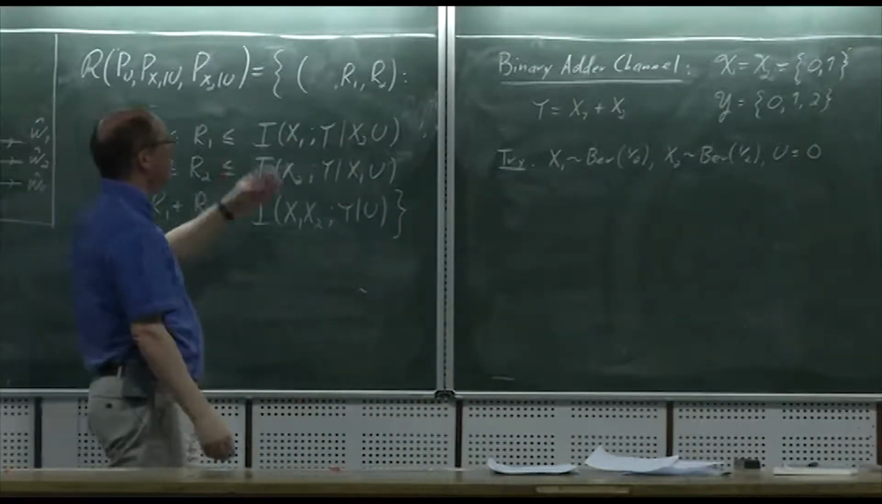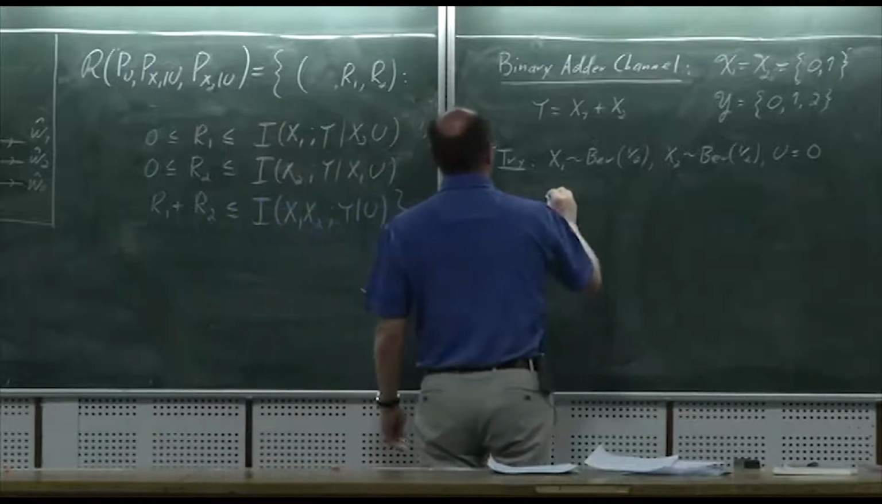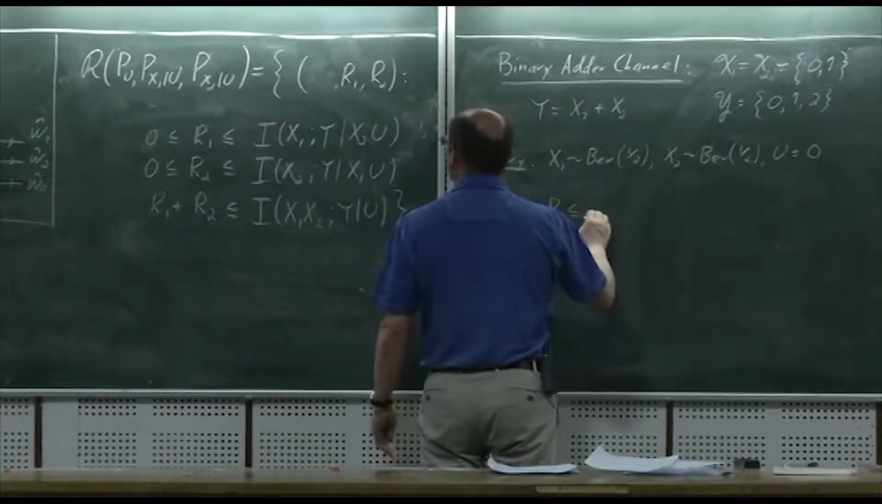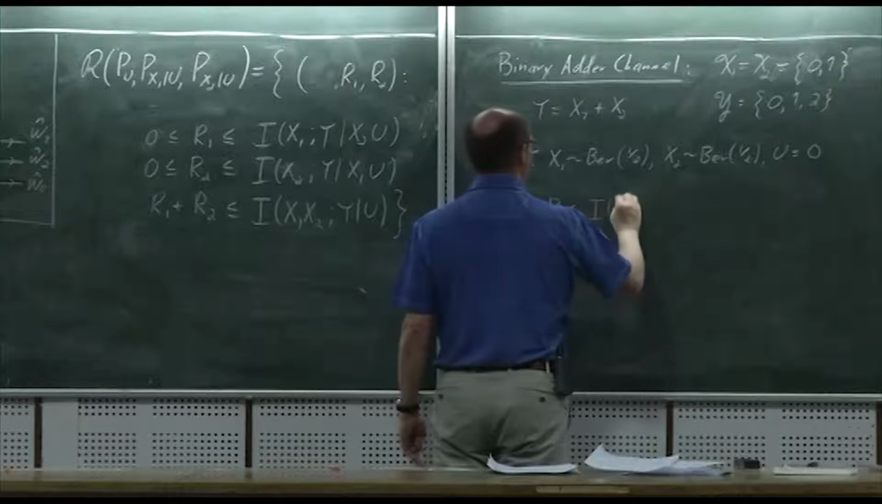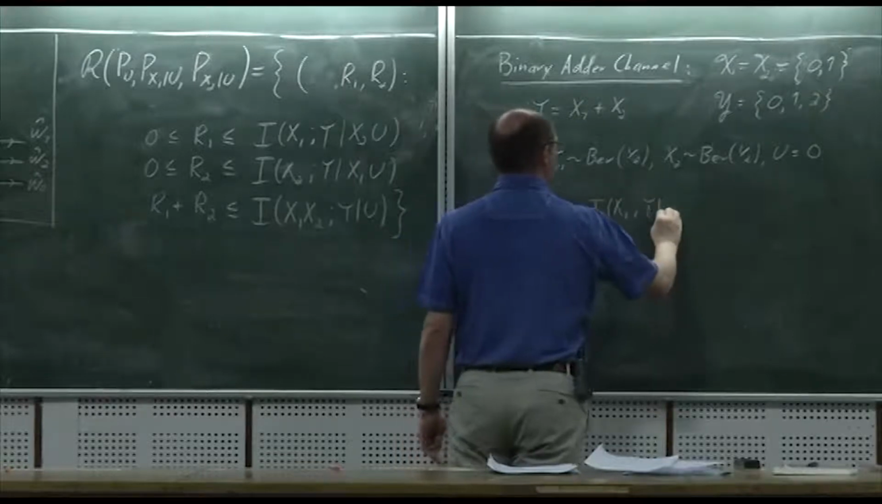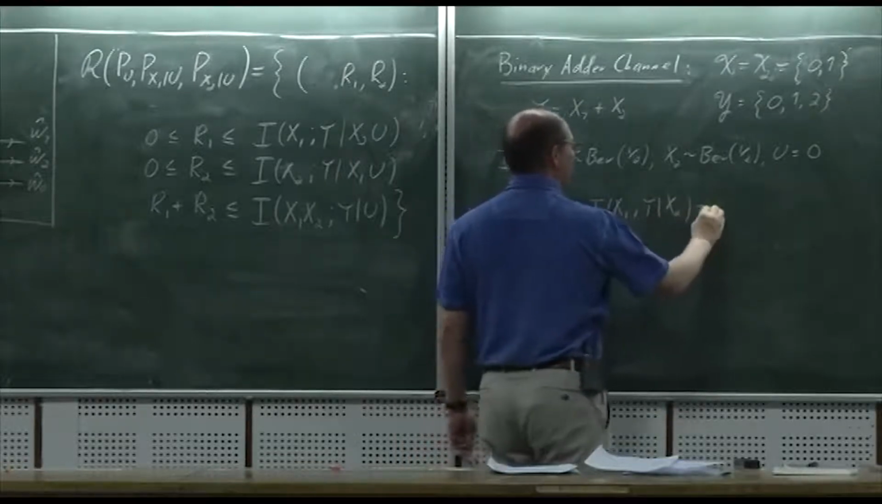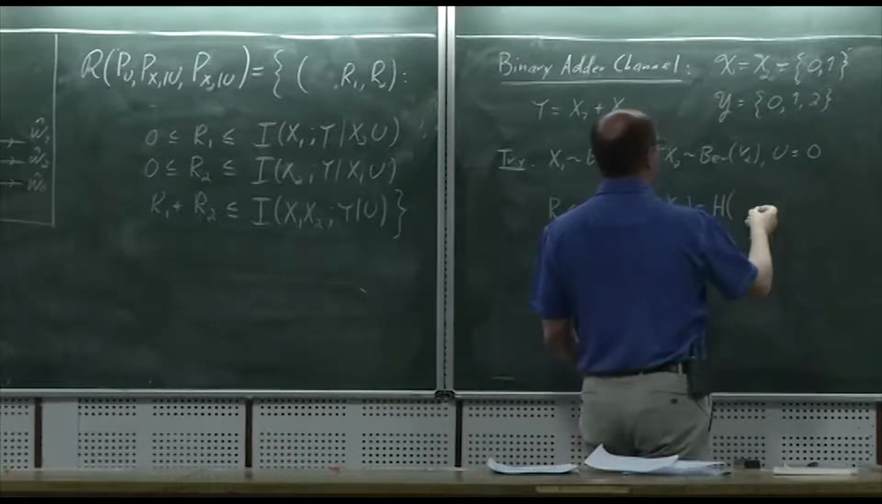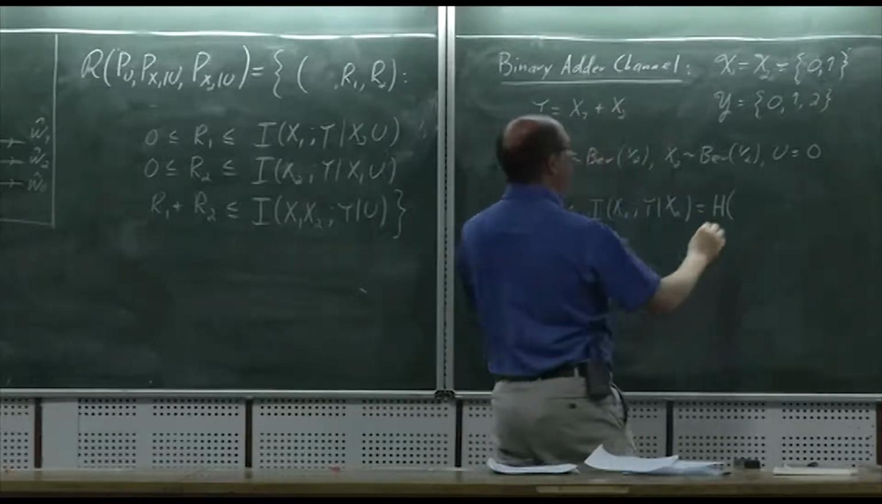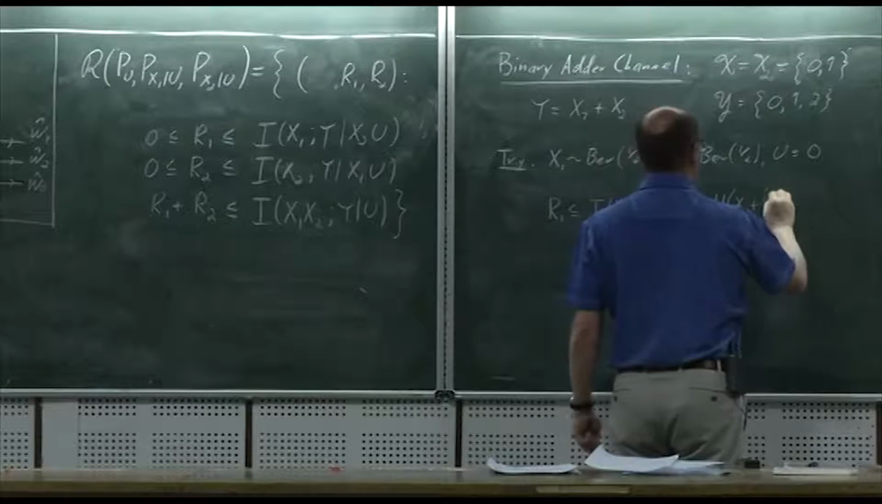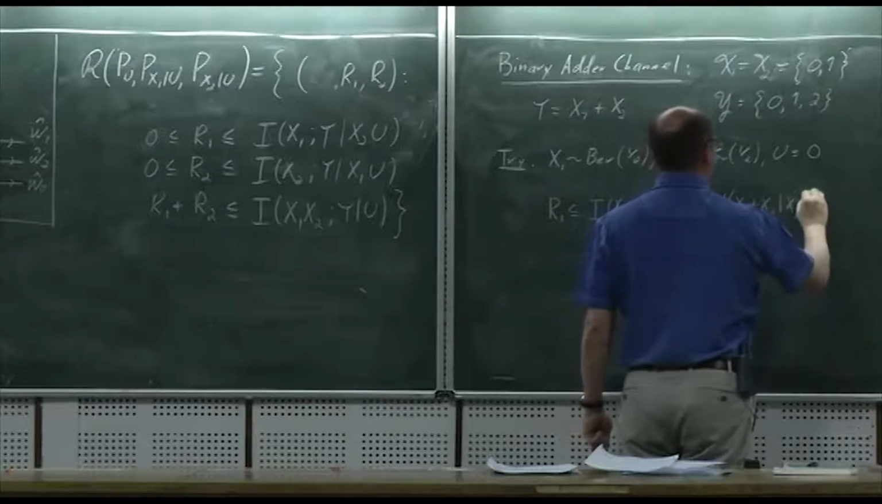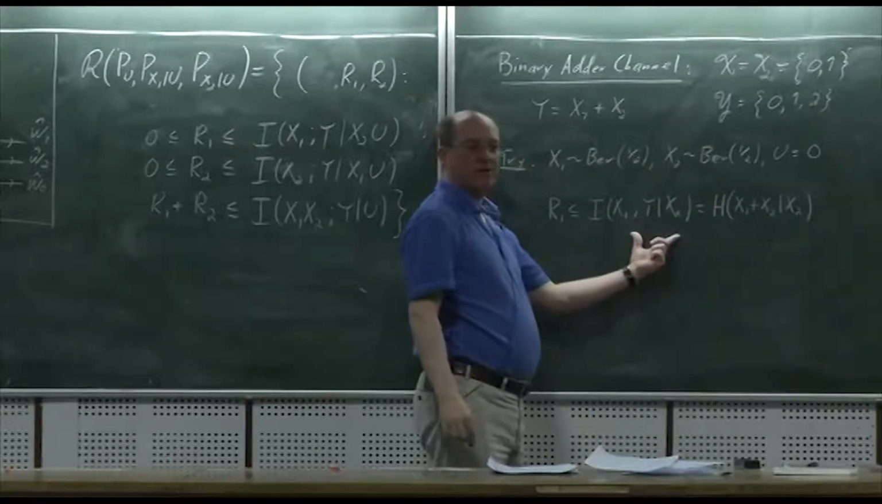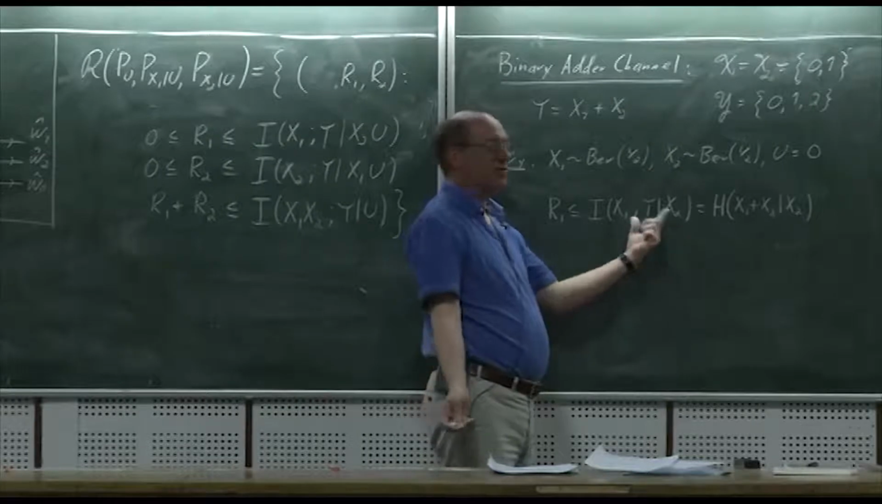So let's just compute this. That means we have the bound R1 less than or equal to I of x1; y given x2. But that's just the entropy of y given x2, where y is just x1 plus x2, minus the entropy of y given x1, x2, but that's 0, right? Because y is determined by both.